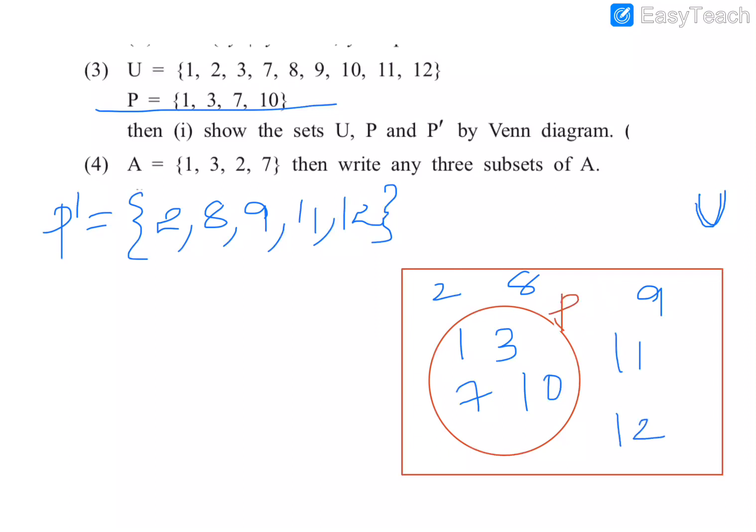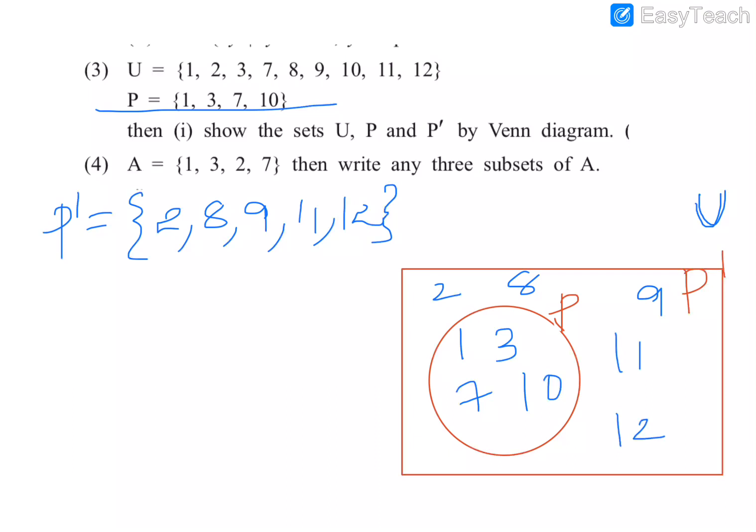So this is the set U and P is a subset of U, so I have marked P inside U, that is, set P is 1, 3, 7, 10, it is inside U, and P complement is here. P complement are those elements in U and not in P, I have marked outside: 2, 8, 9, 11, 12. So those are inside U but outside P, not contained in P, contained in U. So P complement and P. So problem 3 is solved here.